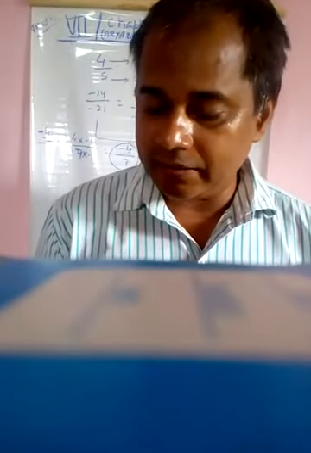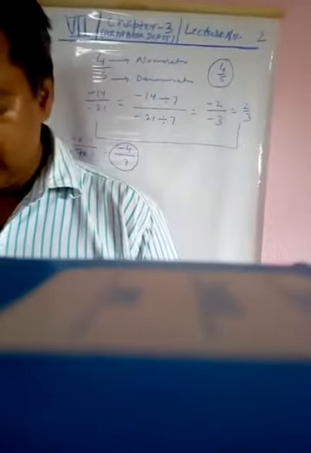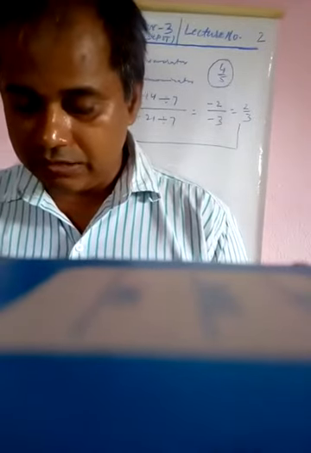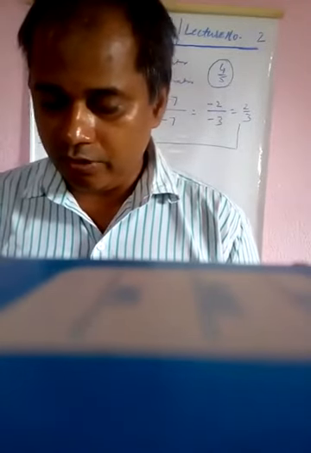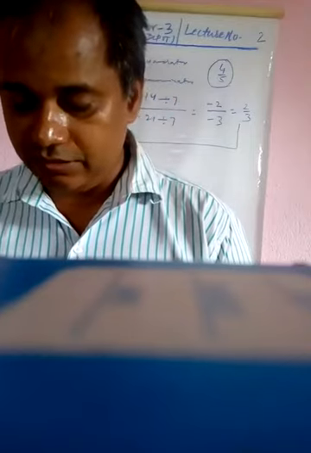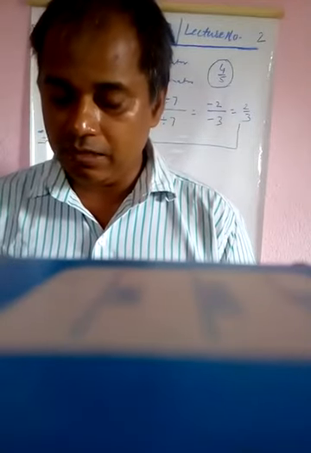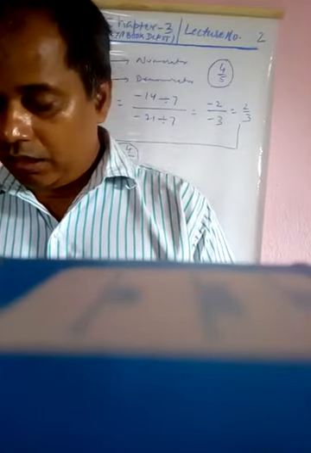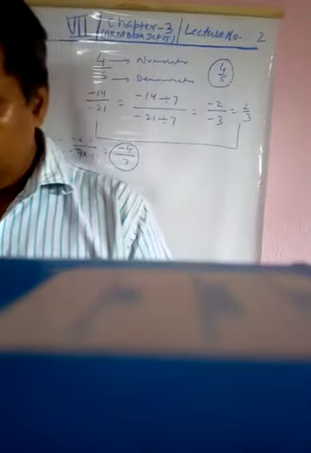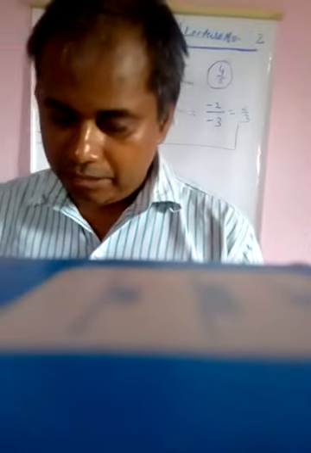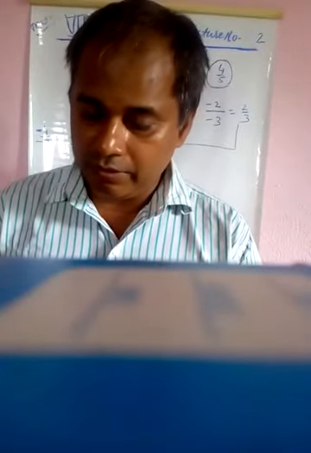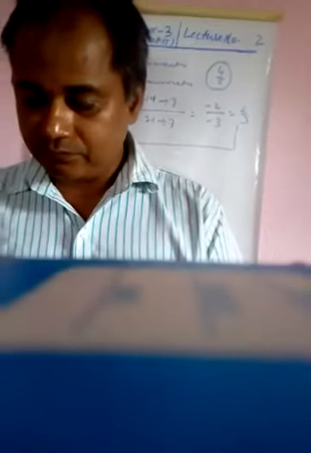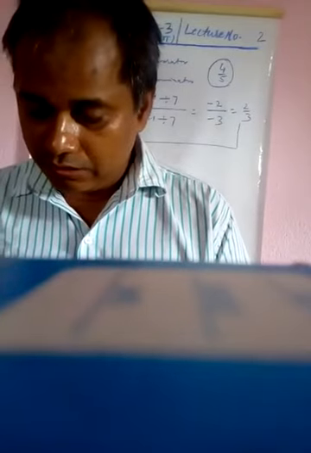Solution. Number 1, 5 by 4 is equal to blank by 16, and 16 divided by 4 is equal to 4. Hence 5 into 4 by 4 into 4 is equal to 20 by 16. So the value of the first blank is equal to 20. Again 25 divided by 5 is equal to 5. So 5 into 5 by 4 into 5 is equal to 25 by 20. So the second blank is equal to 20.